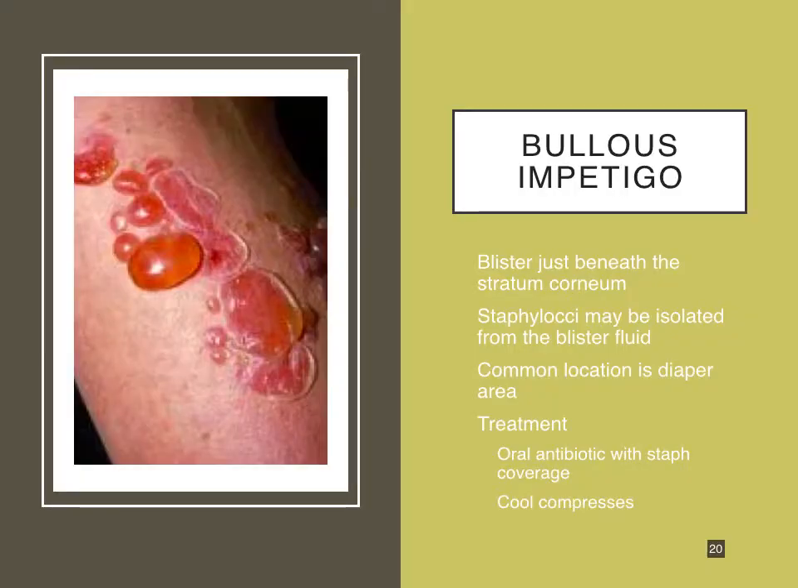Bullous impetigo is not nearly as common in children. You can see why it's called bullous impetigo. There are bullae there. You can culture the fluid from the blister. An area where this can be seen is in the diaper area. And in this case, the treatment would be an oral antibiotic with staph coverage and cool compresses also.